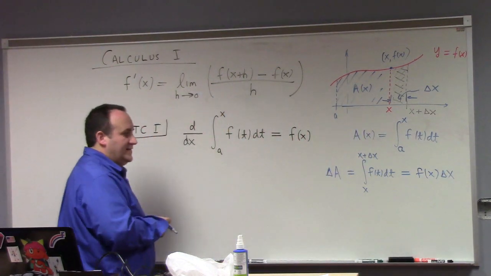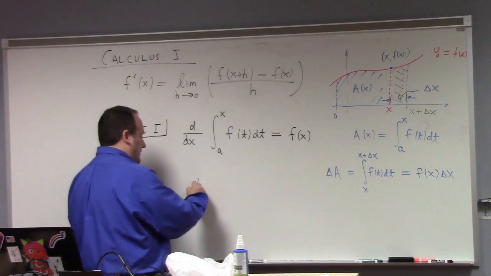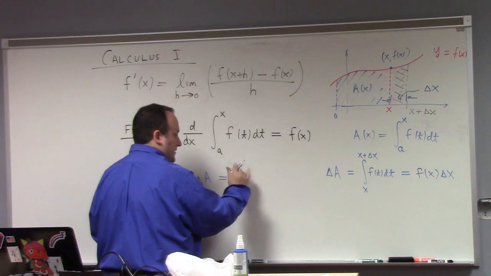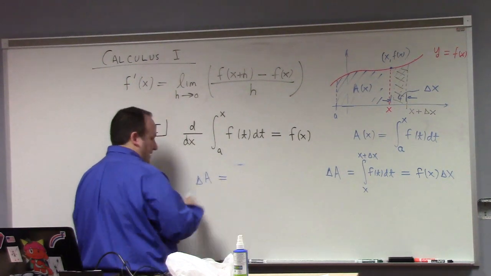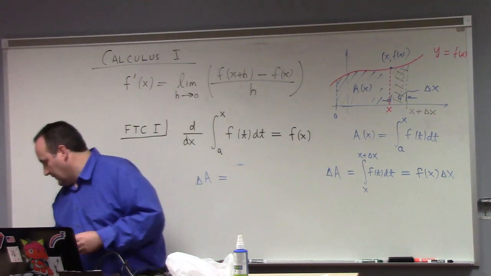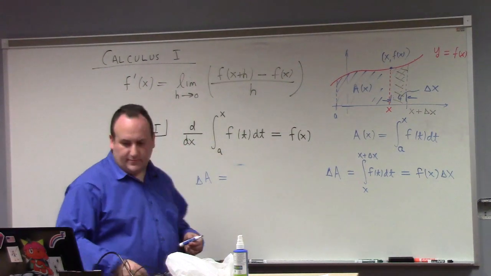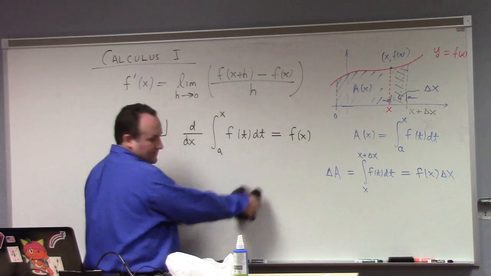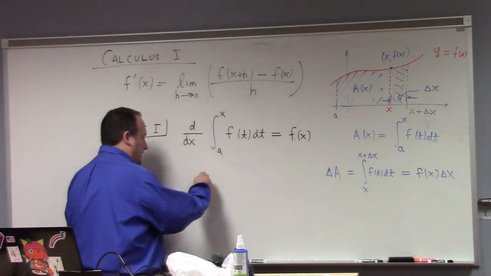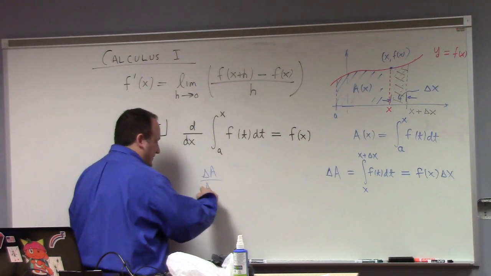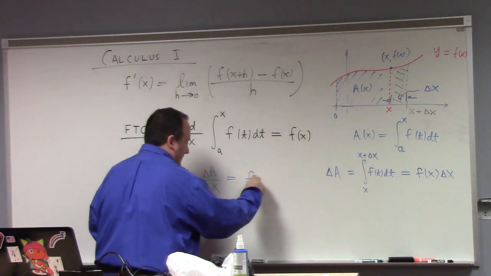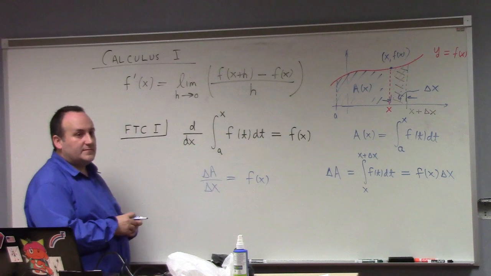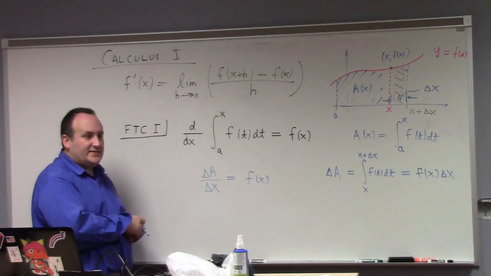What happens when you divide by delta x? So we get delta A over delta x is what? It's f of x. You can see that from this picture. What happens if you take the limit as delta x goes to 0?